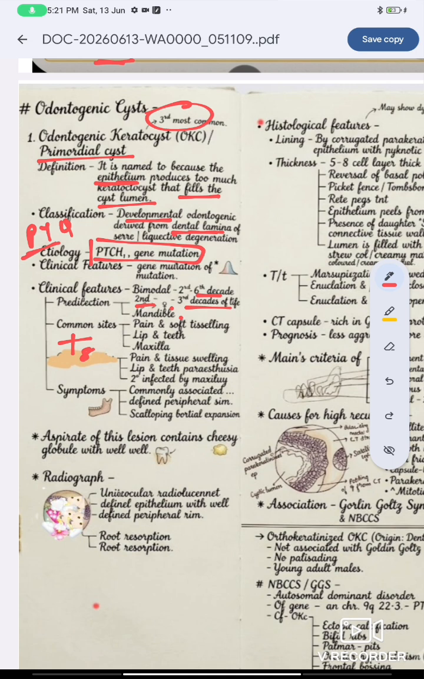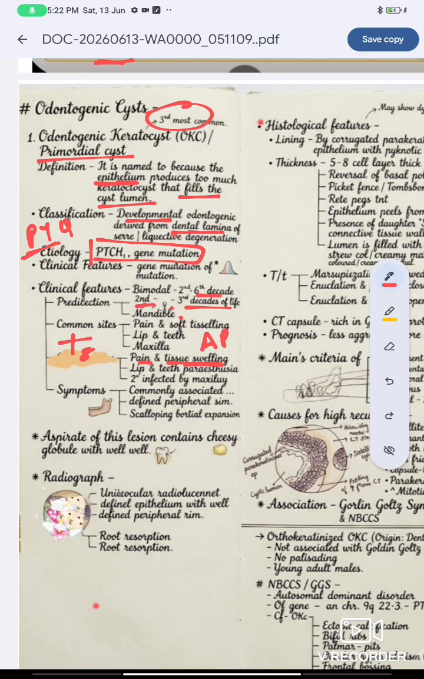Coming to the signs and symptoms, it is characterized by pain and tissue swelling. Remember, tissue swelling occurs very late in OKC because of the antero-posterior expansion of the OKC. Normally, other cysts expand in mesiodistal dimension, causing gross facial asymmetry at a very early stage. However, for OKC, there is antero-posterior expansion, which means the face appears relatively symmetrical.